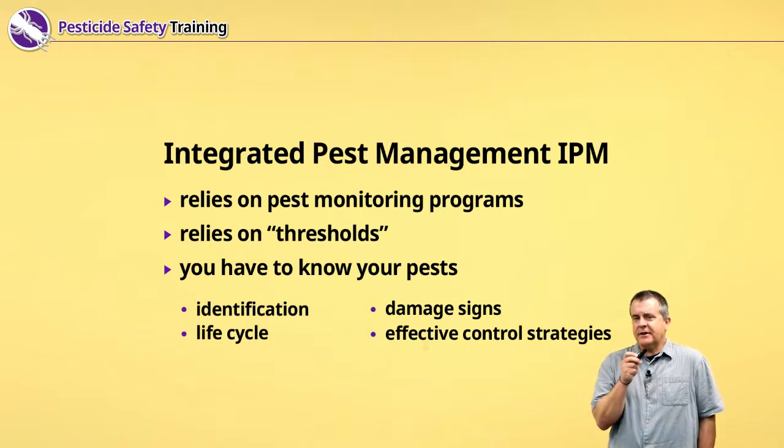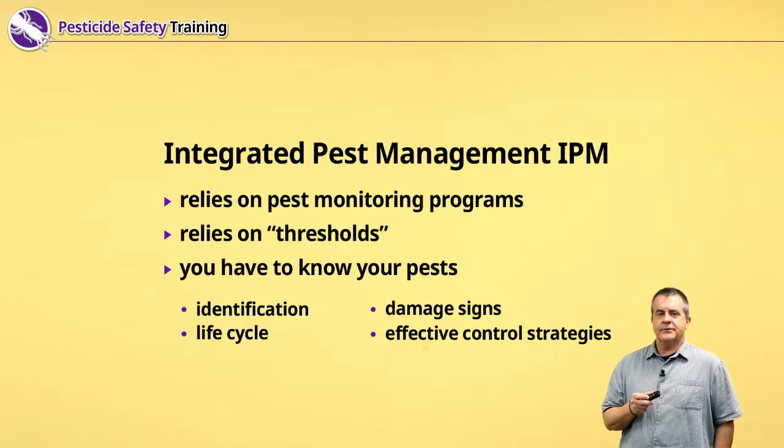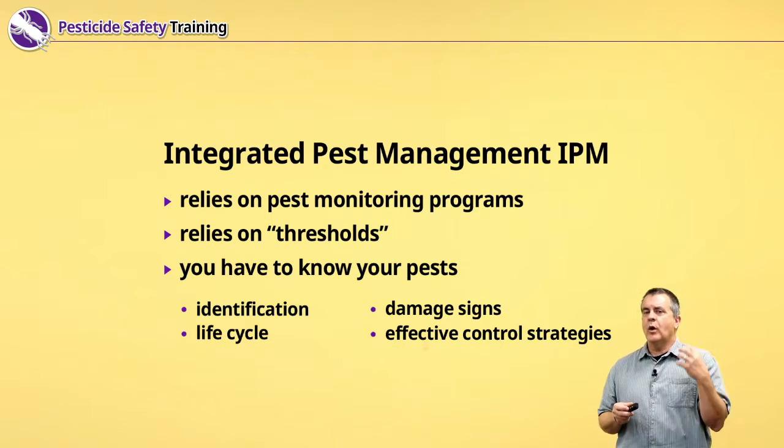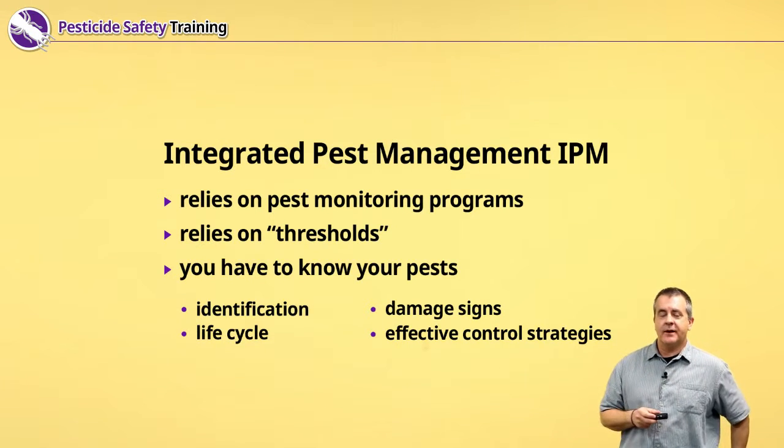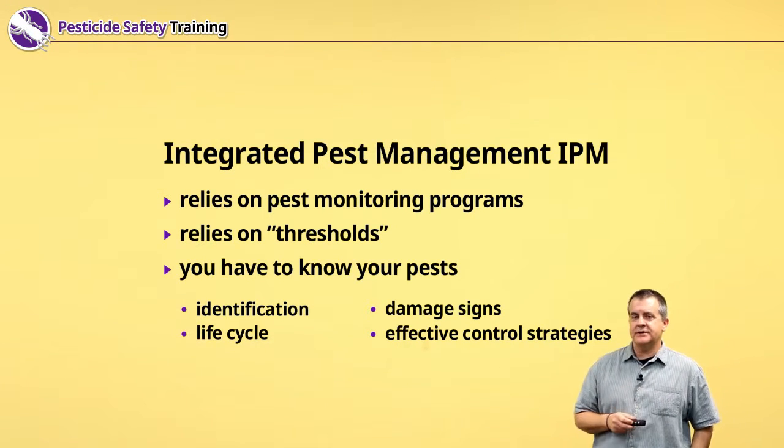It relies on something called a threshold. Now threshold, the easiest way to think of it, is a level at which once you cross that particular threshold, then you initiate some kind of pest control action. Let me give you an example of this.